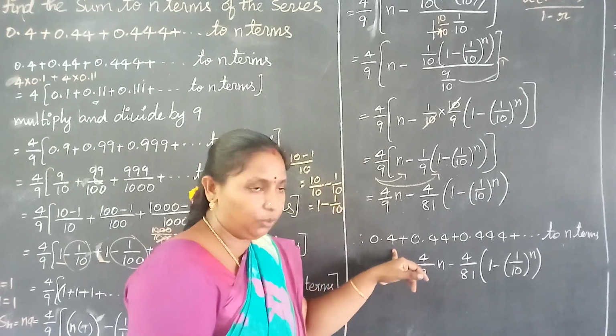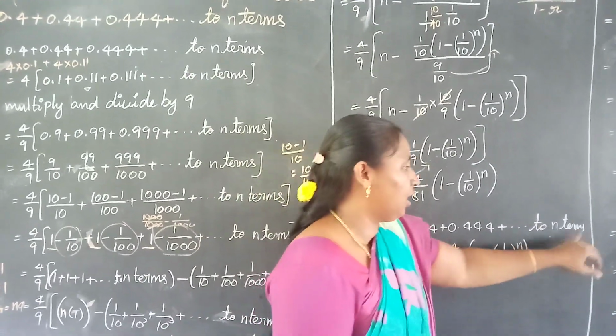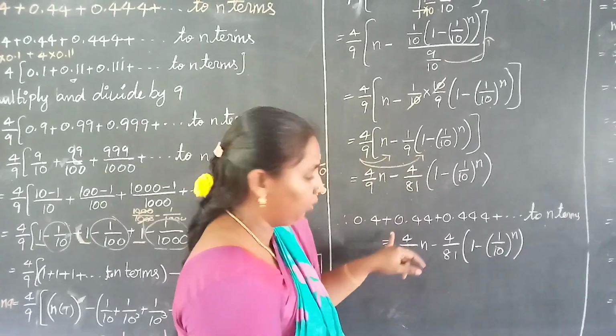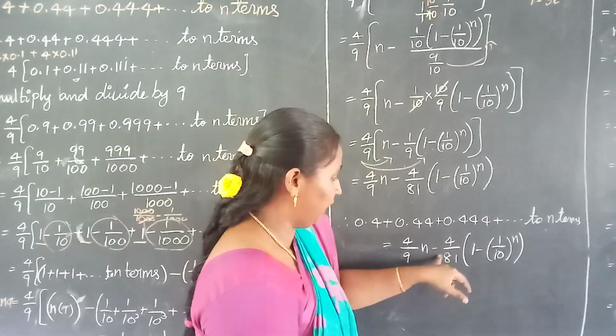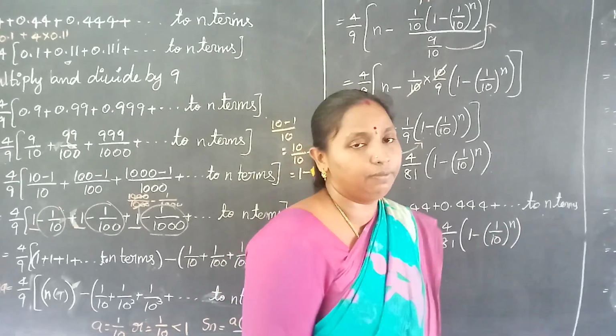Therefore 0.4 plus 0.44 plus 0.444 plus and so on to n terms equal to 4 by 9 n minus 4 by 81 into 1 minus 1 by 10 whole power n.